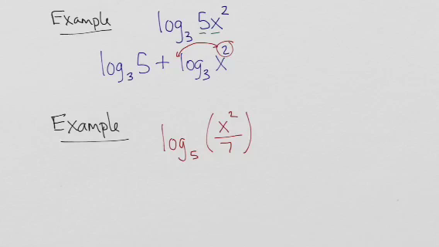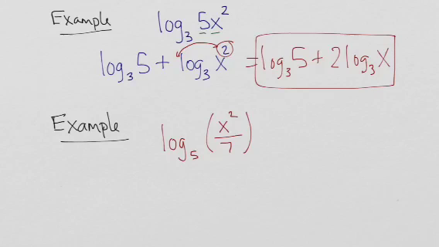That exponent 2 wasn't with the 5, so it doesn't go in front of the one with the 5. It goes in front of the one with the log x. So that means we're going to end up with log base 3 of 5 plus, whoops, I forgot the 2, 2 log base 3 of x. And there is our final answer. Again, a combination of the rules, and we want to follow them in the order that we learned them. Again, saving that exponent part until after we've split things up.